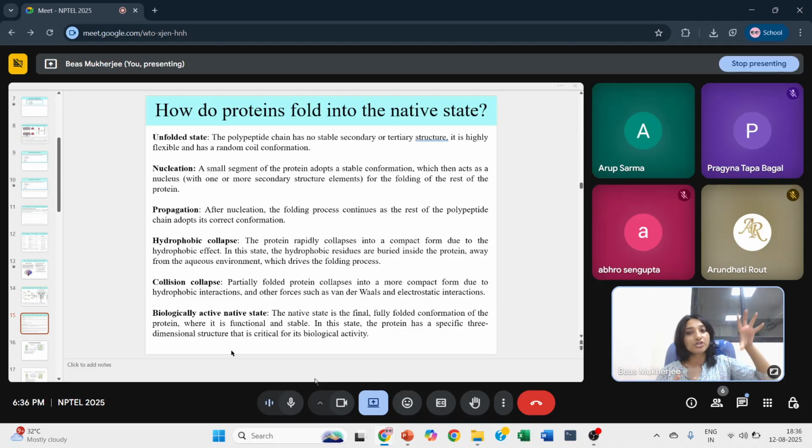Then there is the biologically active native state. The native state is the final and fully folded conformation of the protein where it is functional and stable. In this state, the protein has a specific three-dimensional structure that is critical for its biological activity.